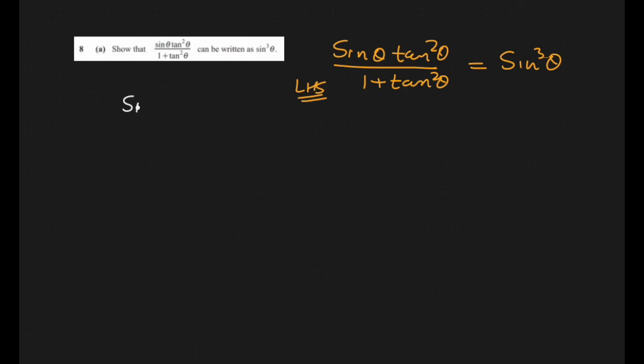So sine theta was already there on LHS. I'm going to write sine square theta over cos square theta, divided by 1 plus tan square theta, which is secant square theta.